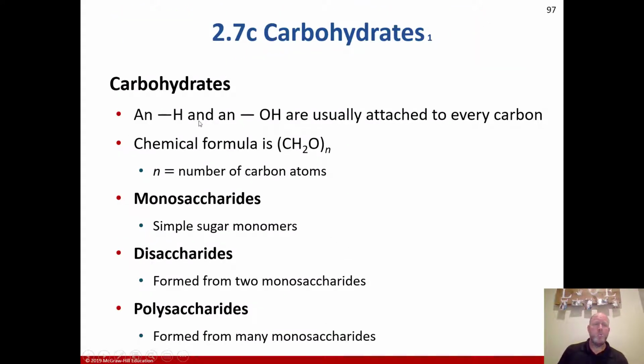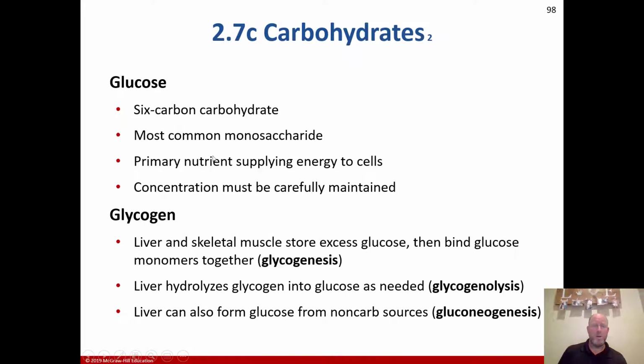Carbohydrates have hydrogen and hydroxide usually attached to every carbon. The chemical formula is CnH2nOn, with n being the number of carbon atoms, all depending. Monosaccharides are simple sugar monomers. Disaccharides are formed from two monosaccharides, and polysaccharides are formed from many monosaccharides.